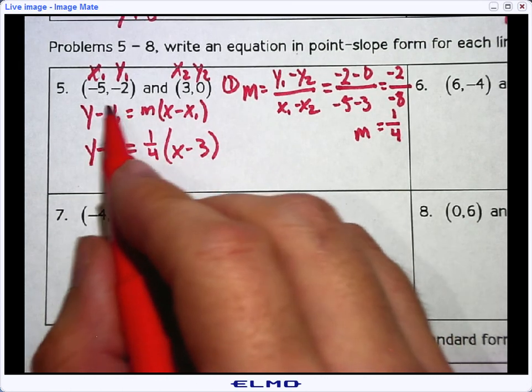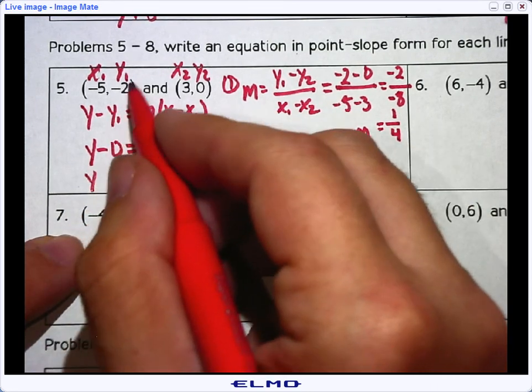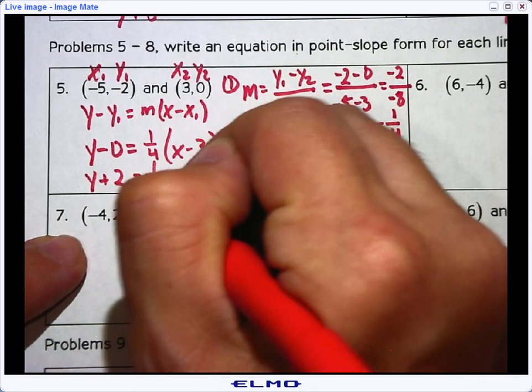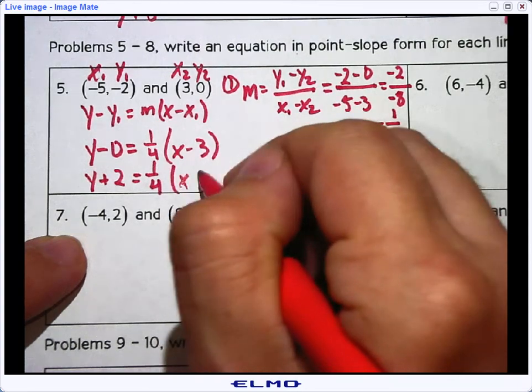If I had used the other point, you would just have an equation that looks like y minus negative 2 is going to become y plus 2. The slope stays the same. And then we would have x minus negative 5, which is just x plus 5.